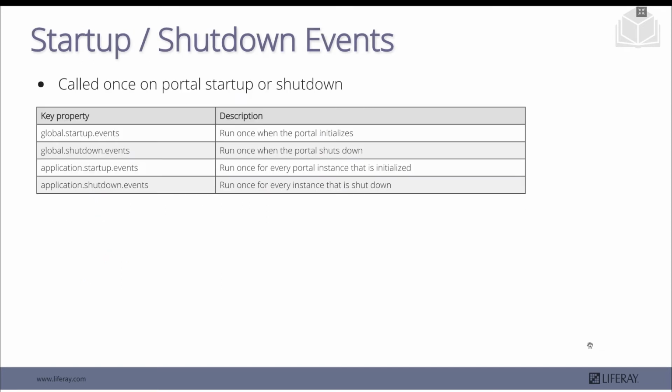Now, this table here, as well as the next one, is going to show the specific property and what exactly it does. So the global startup and shutdown, this happens one time for the whole portal. The way I visualize this is when Tomcat starts, this is when it's going to start up. The application startup is going to be run for each portal instance that started up or shut down. So if we have multiple Liferay instances, every time each one starts up, this specific event is going to be triggered. And the same for shutdown.